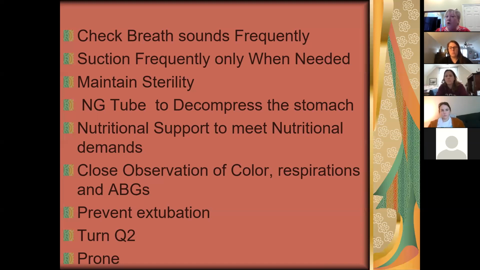I talked about an NG or an OG to decompress the stomach. NG is sort of used as a synonymous term with OG. One goes through the nose, one goes through the mouth, but both are stomach decompressions. The first muscle to lose strength due to malnutrition is the diaphragm. Your patient must have nutritional support within a few days after being intubated, or you're going to have difficulty getting them extubated. IV fluids of D5 is not nutrition.